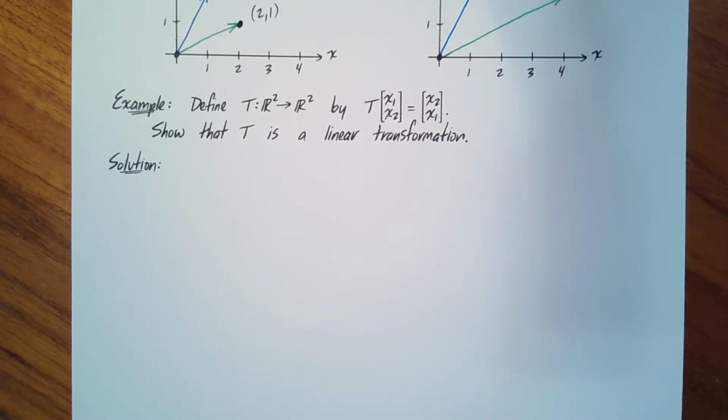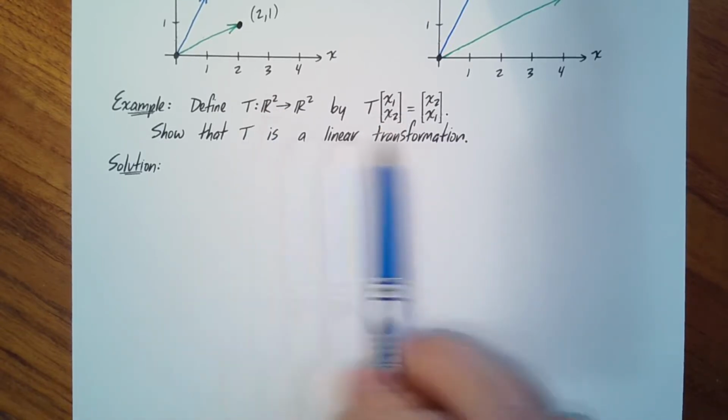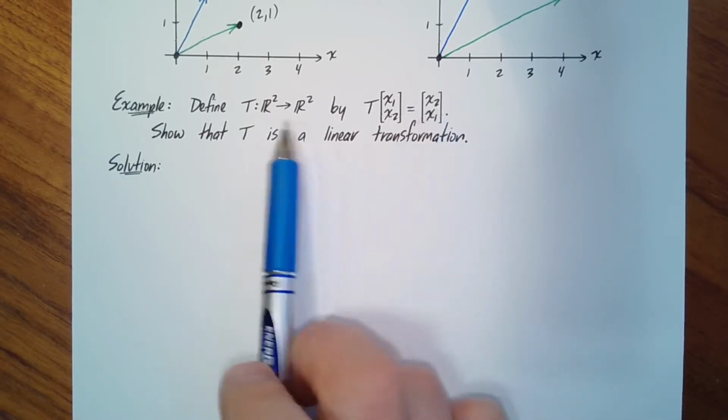Right, so that's what T does. It swaps the coordinates of whatever vector you plug into it. And so notice that the input vector has 2 coordinates, that matches up with this. And the output vector also has 2 coordinates, that matches up with this.